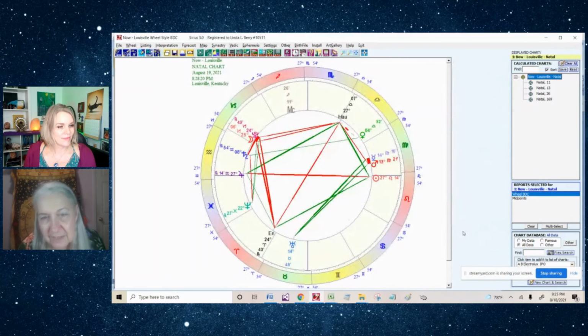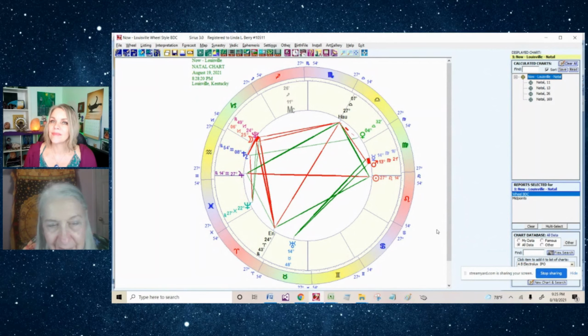What this is telling us is that Haumea and Eris, first of all, they're opposed to each other. They have been for a while. They will be for a while. They move so slow that any aspect they get into lasts quite a long time.